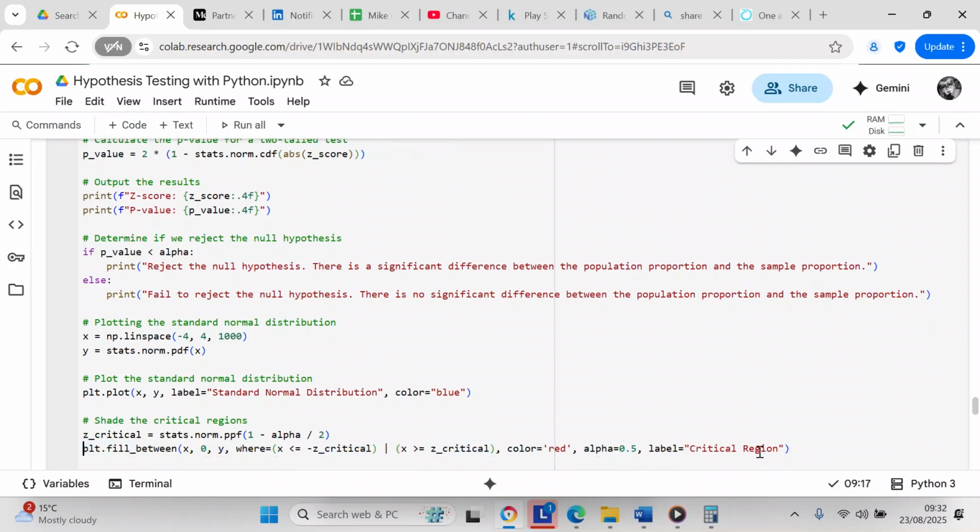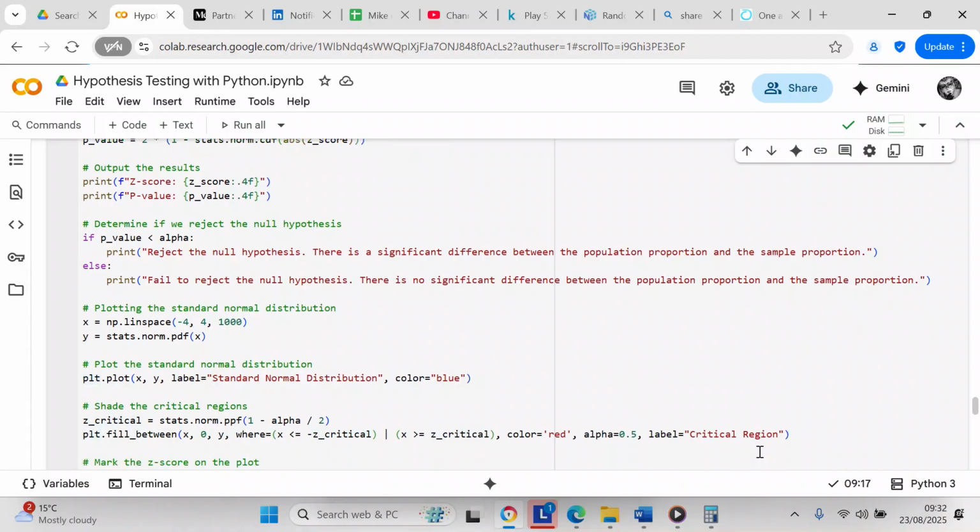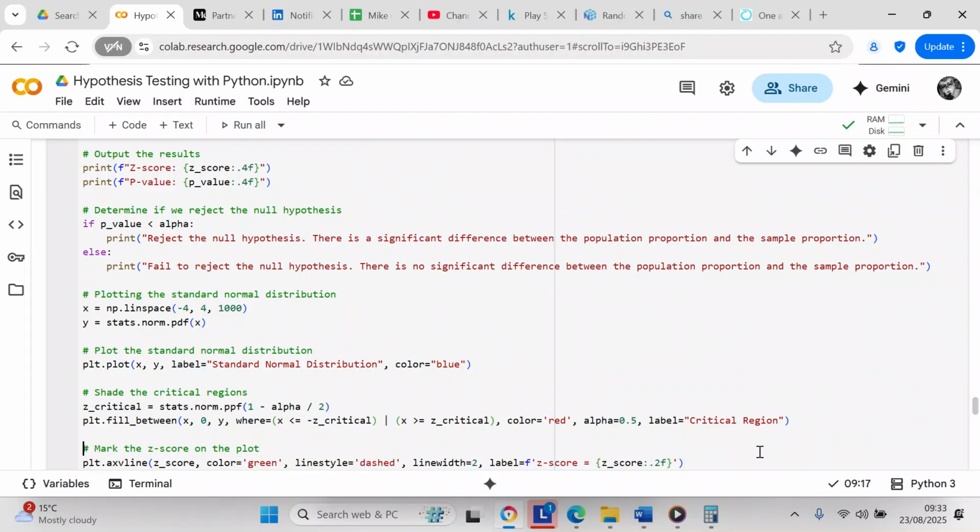color equals blue. So now we're going to shade our critical region. z critical equals stats.norm.ppf. Norm stands for normal distribution, ppf means percent point function, brackets 1 minus alpha divided by 2. And plt.fill_between, brackets x, 0, y, where equals x is less than or equal to negative z critical, or x is greater than or equal to z critical, and color equals red, alpha equals 0.5, label equals critical region.